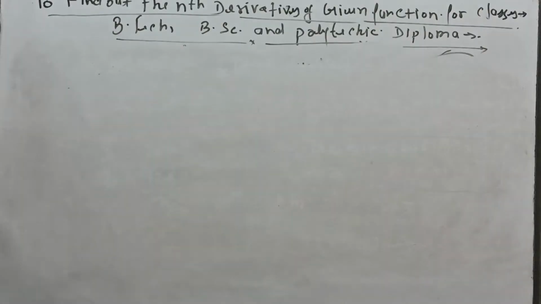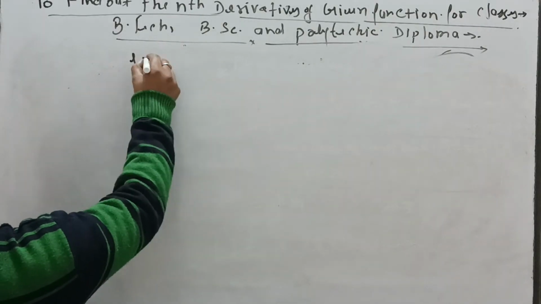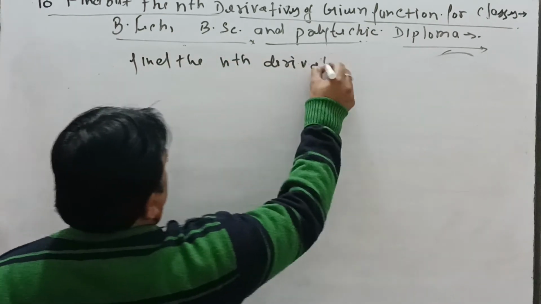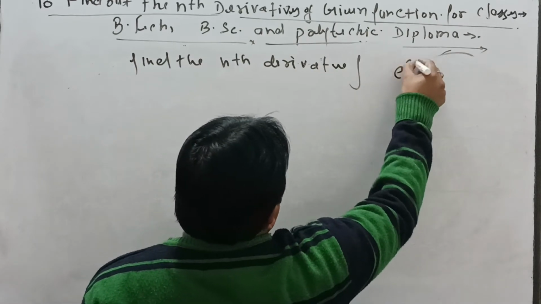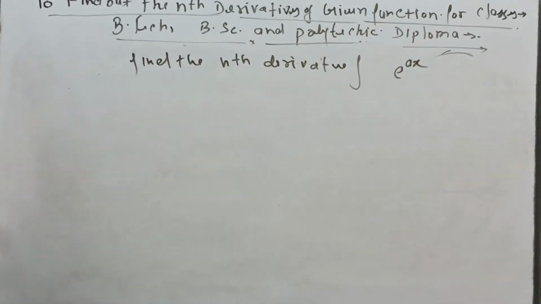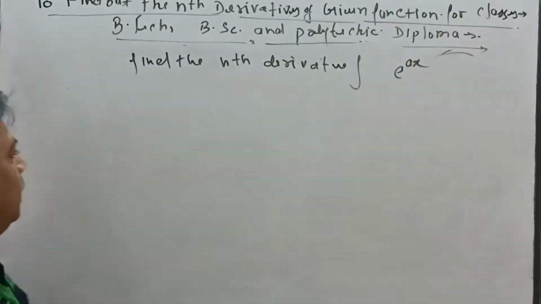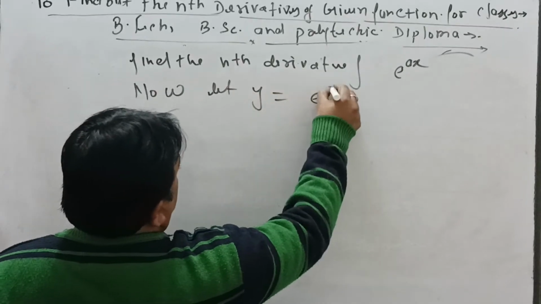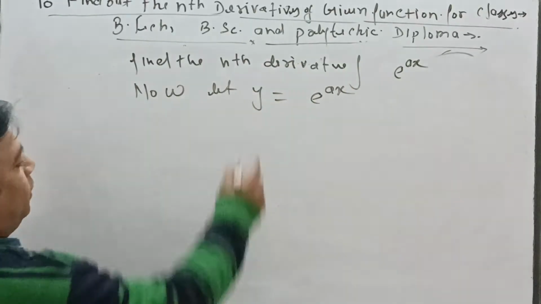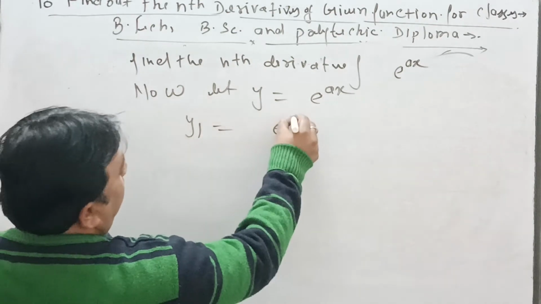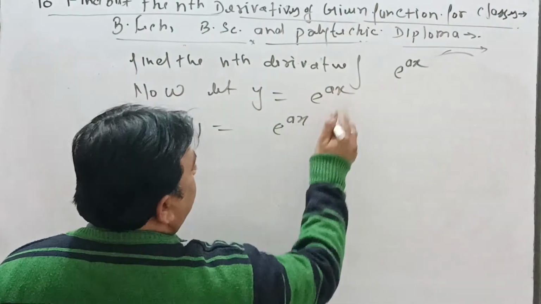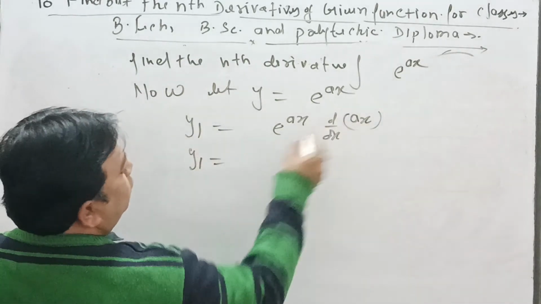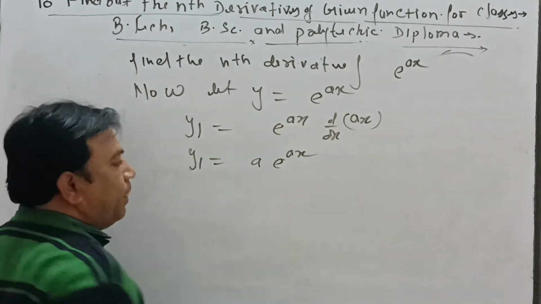Next question is to find the nth derivative of e to the power ax. Let y equal e to the power ax. Differentiating, y1 equals a e^(ax), since d over dx of e^(ax) gives a times e^(ax).